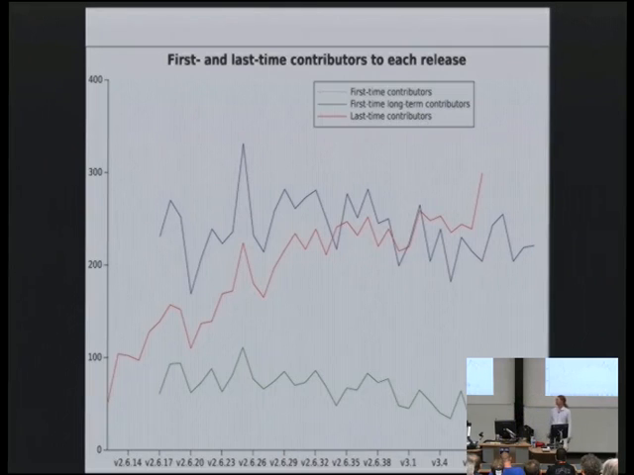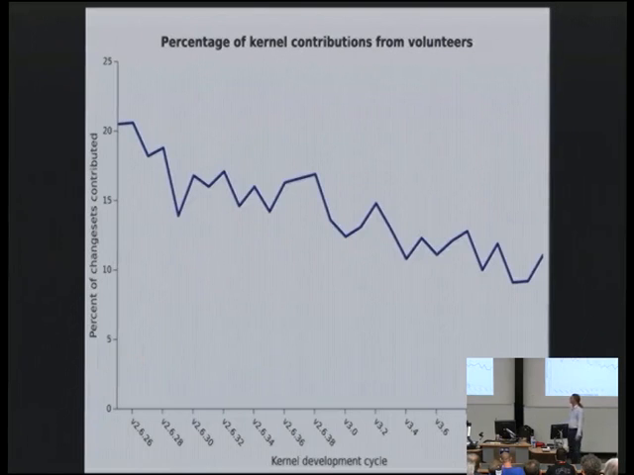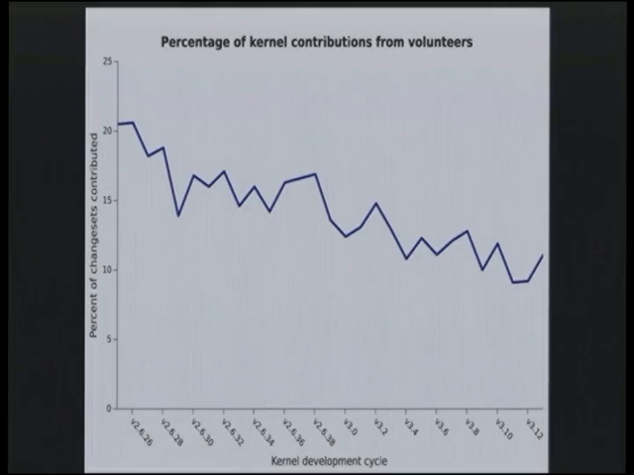The other thing, though, that I've been looking at for years is this plot here. This is the number of people contributing who are working on their own time, as opposed to working for some company. And again, there's a very clear trend that over time, the number of people working as volunteers on the kernel has been dropping.